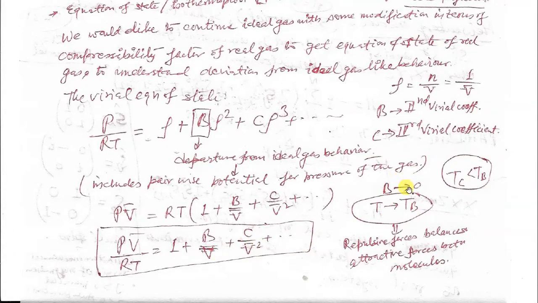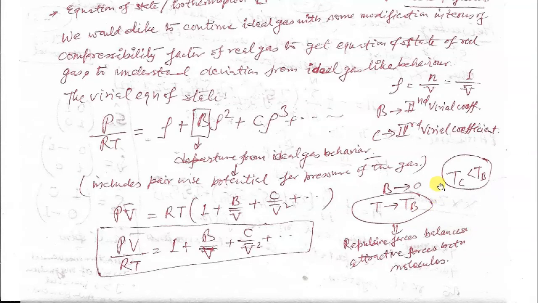When you vary the temperature of your gas, what happens? You can see a situation where this B term turns out to be 0. When you plot this equation, you can see a behavior where B goes to 0. In that situation, what happens? The repulsive interaction between molecules balances with the attractive interaction. In that situation, when you apply a certain pressure, your gas will undergo transition to the liquid phase.